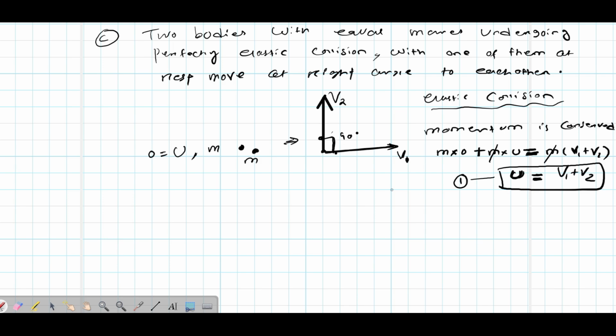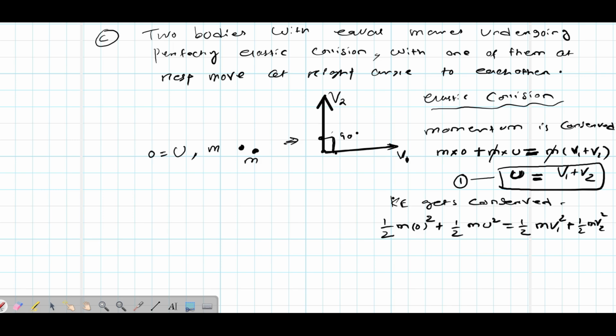Kinetic energy is also conserved. As kinetic energy is conserved, half m u square equals half m v1 square plus half m v2 square. So u square equals v1 square plus v2 square. This is equation 2.